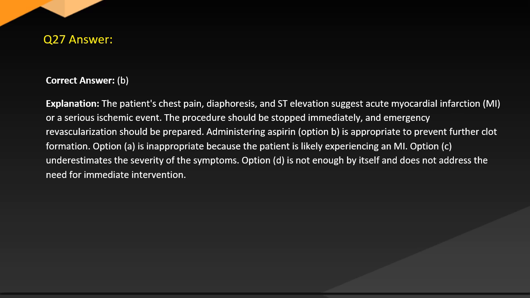Answer. Correct answer, B. Explanation. The patient's chest pain, diaphoresis, and ST elevation suggest acute myocardial infarction, or a serious ischemic event. The procedure should be stopped immediately and emergency revascularization should be prepared. Administering aspirin, option B, is appropriate to prevent further clot formation.